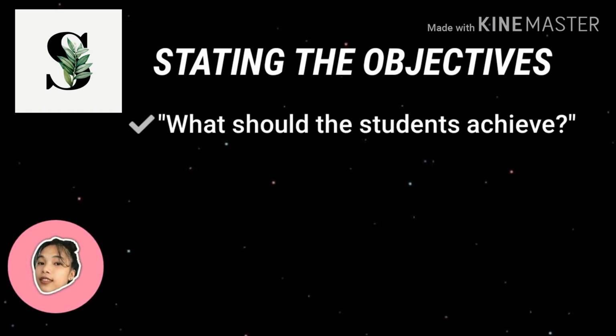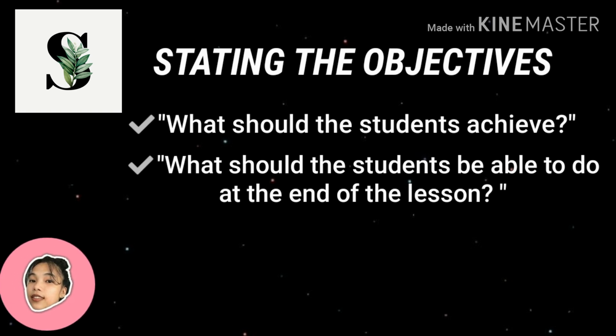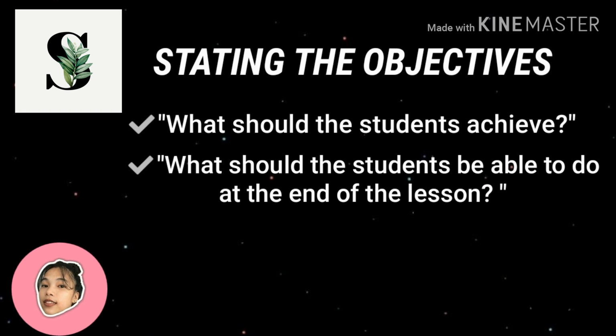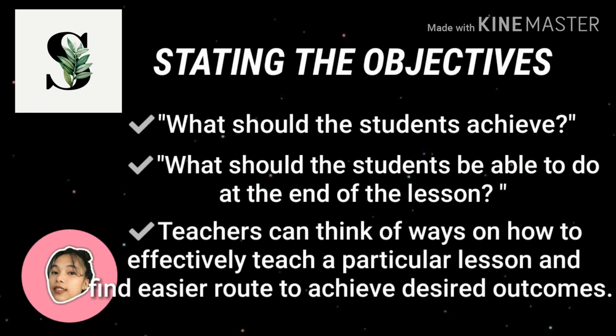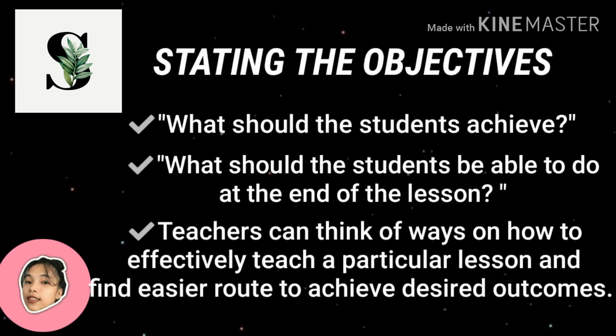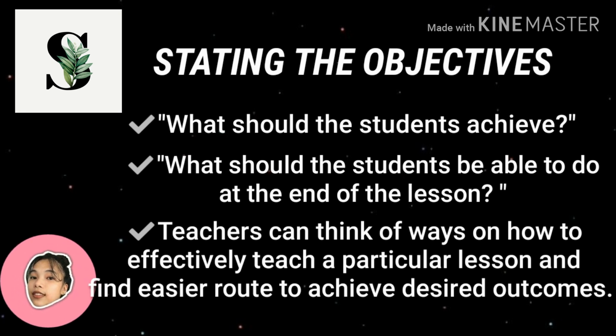What should the students achieve? What should the students be able to do at the end of the lesson? These are some of the questions that you will answer regarding the desired learning outcomes. Without knowing where you're heading in the lesson, it will be harder for you to find an effective way of teaching the lesson and an easier route to achieve the outcomes.